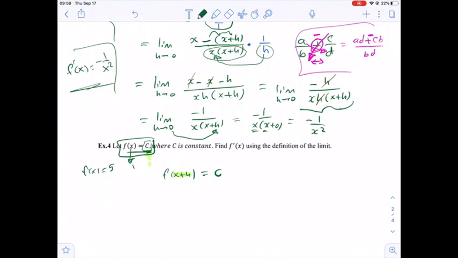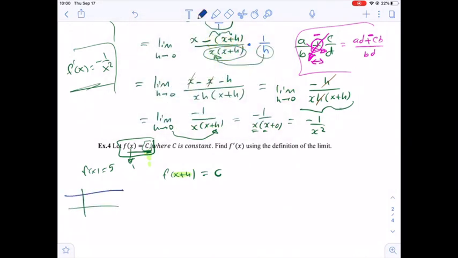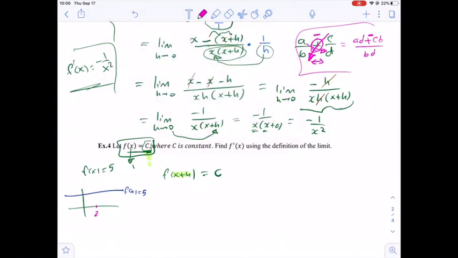For example, f of x equals 5. That's a constant function that looks like this. It's the blue function, f of x equals 5, the blue horizontal line. For example, if you want to find f of 2, the image is 5, the height is 5. If you plug in 3, you still have height 5. If you plug in negative 1, you still have 5. That's a constant function, it gives a constant value. So if you substitute x plus h, you still have 5 as an image. So f of x plus h is c.